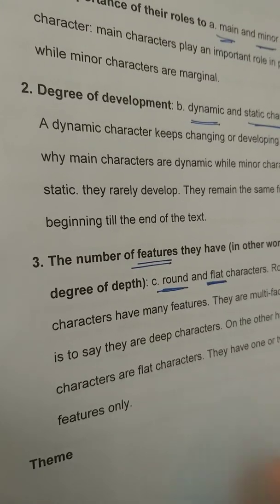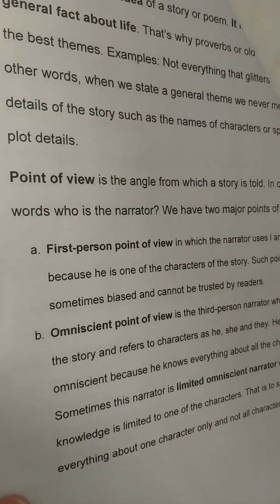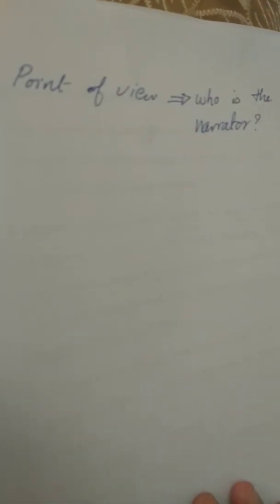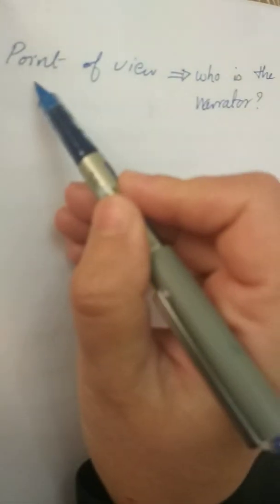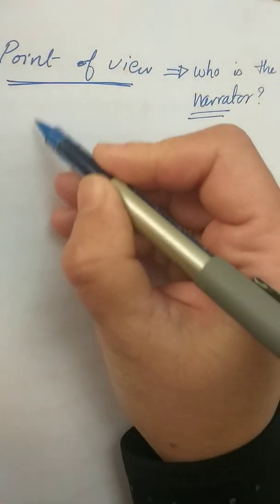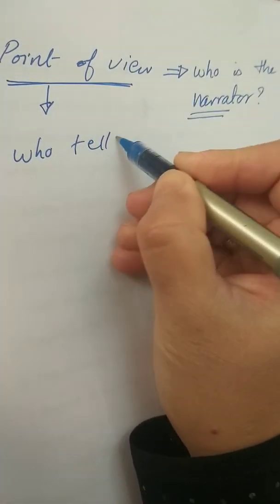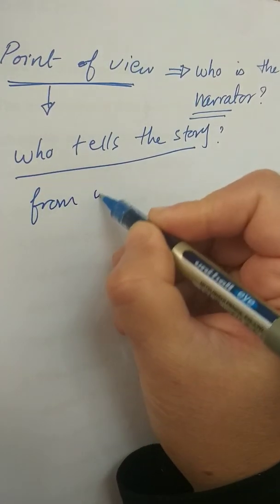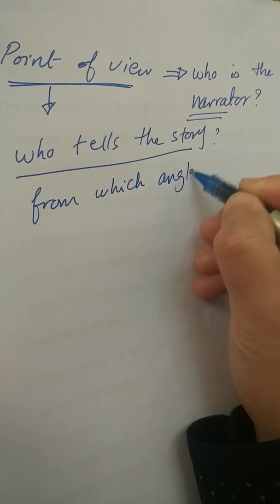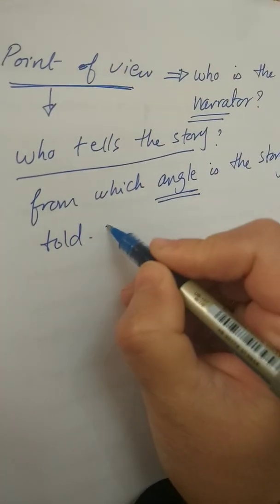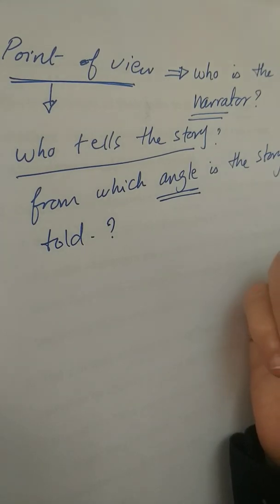Now, before we jump to our discussion of the theme, let me please say something about point of view. What do we mean by point of view? Point of view answers the question, who is the narrator? In other words, who tells the story? Point of view has to do with who tells the story. In other words, from which angle is the story told, from whose point of view the story is told.